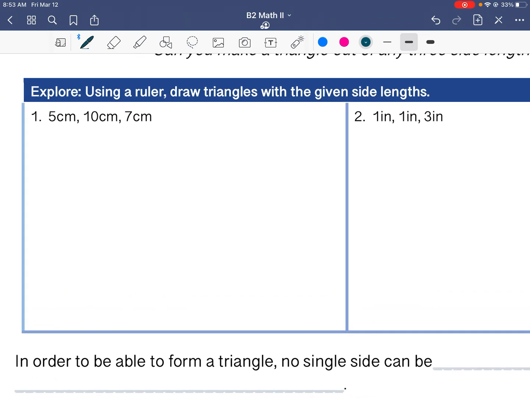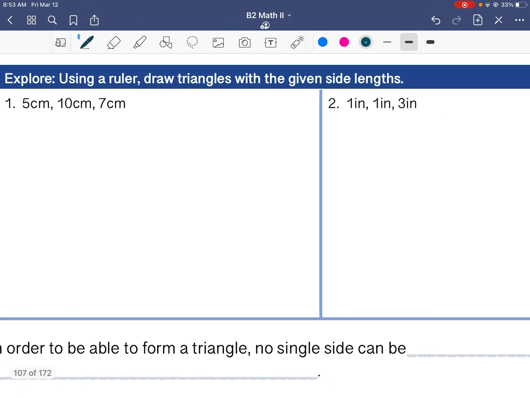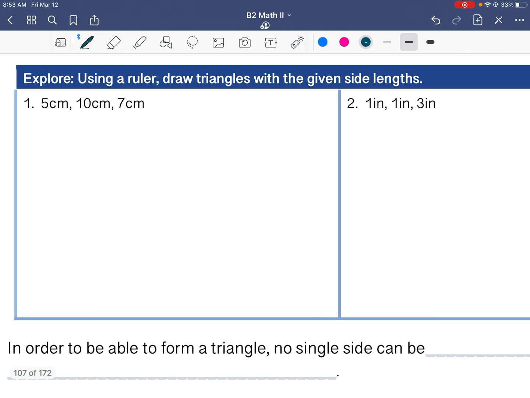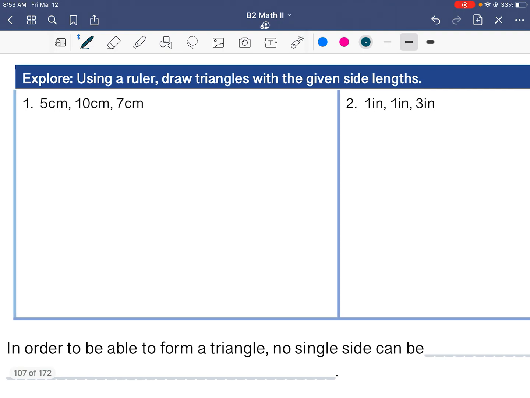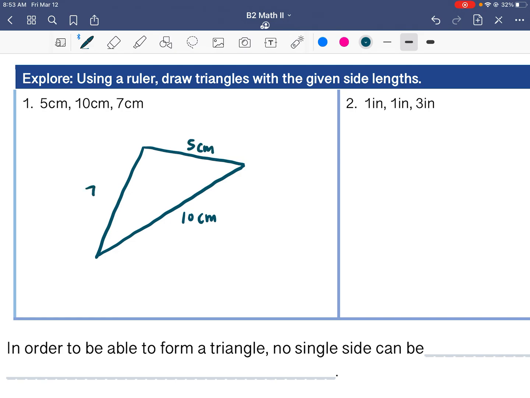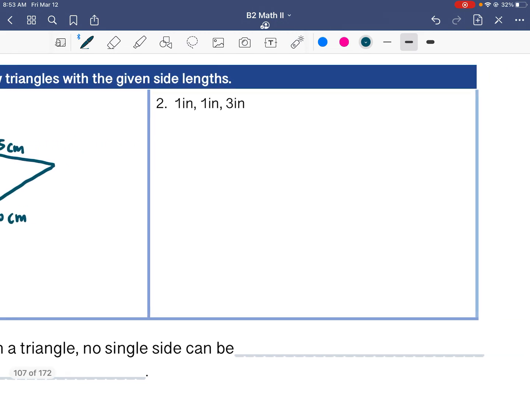So this first idea here is it's asking us, can we make a triangle out of any 3 side lengths? So it says explore, use a ruler to draw triangles with the given side lengths, and I encourage you to try to do this. Actually, pause me and do this. So if you've done that, you realize that 10 centimeters, 5 centimeters, and 7 centimeters makes a triangle, and this is a rough estimate because I am not measuring.